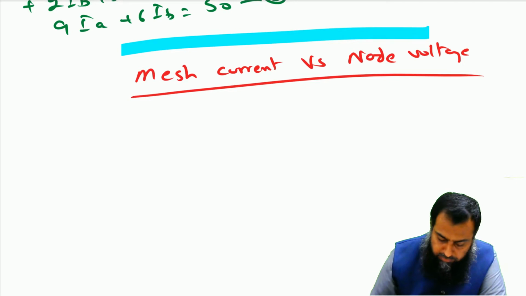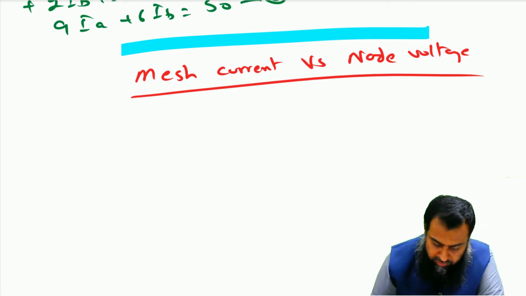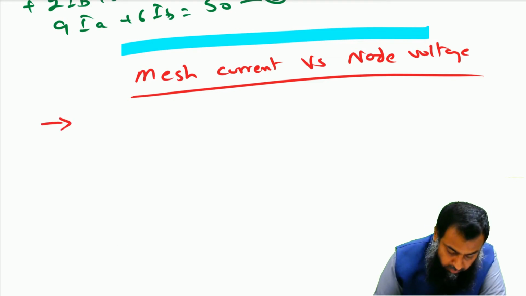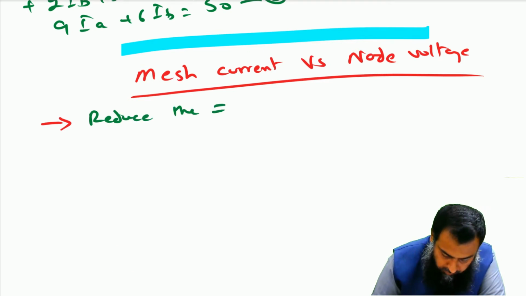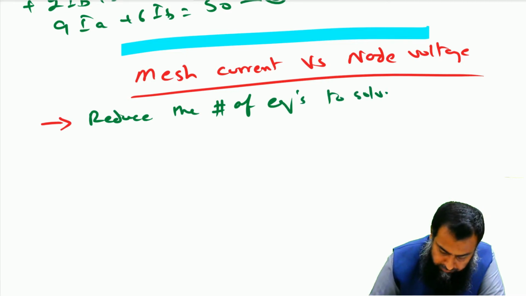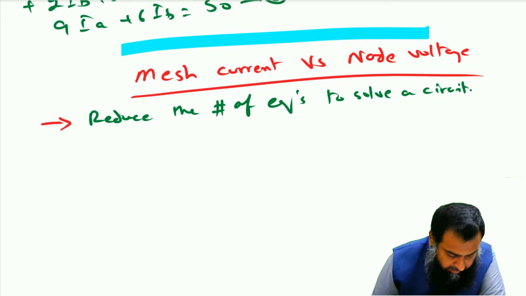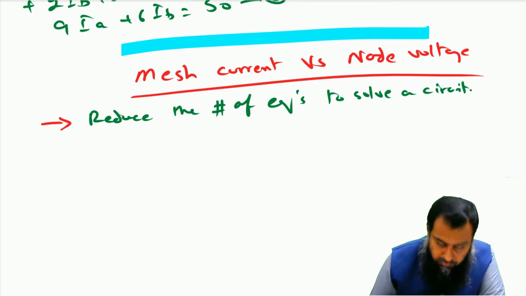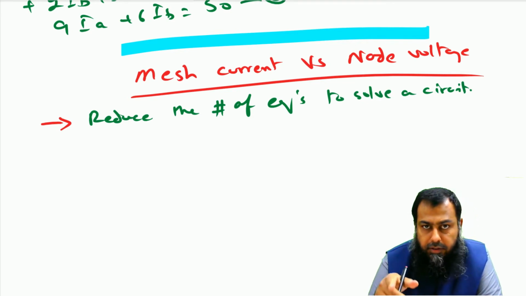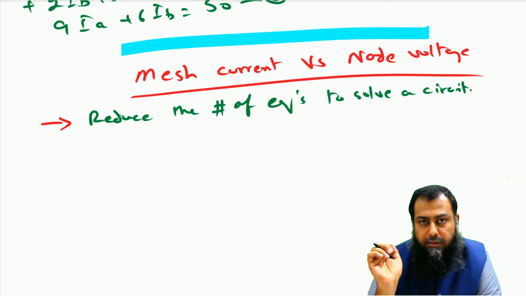If we see this mesh current versus the node voltage method, we should notice that both of them actually reduce the number of simultaneous equations, the total number of equations to solve a circuit. This is a common trait for both these two methods, right? The second point is where to apply the node voltage and where to apply the mesh current analysis method.